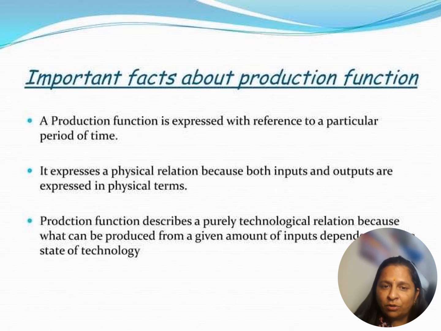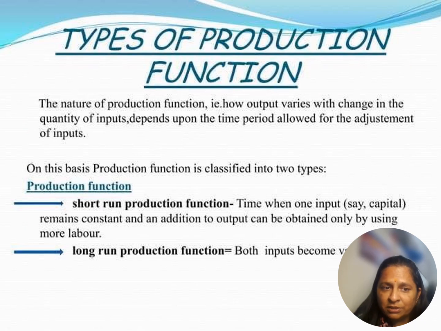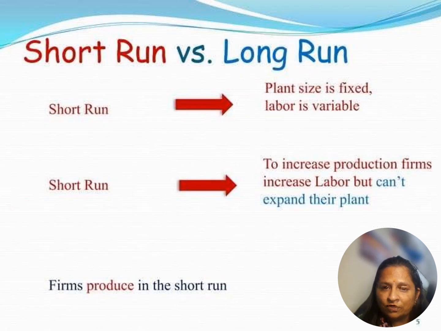maybe a short time period, maybe a long time period. Based on the inputs, in the short run we can change only a few factors, but in the long run we can change all the factors. The production function describes the purely technological relation between what can be produced from a given amount of inputs, which depends on our technology. So in the short run we change only one or two factors, like land, capital and labor, but in the long run we can change all the inputs.